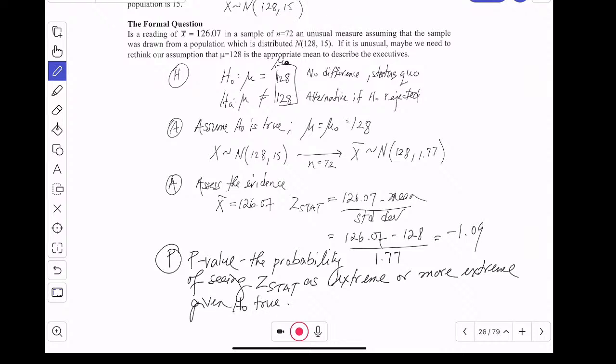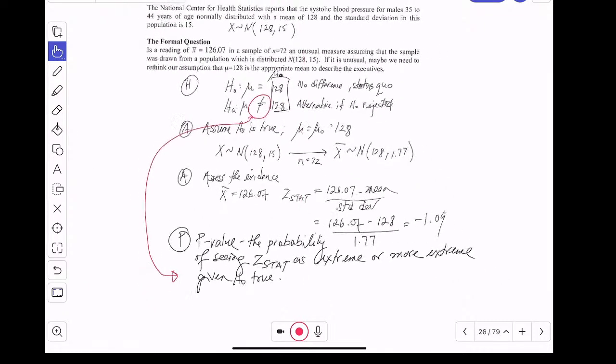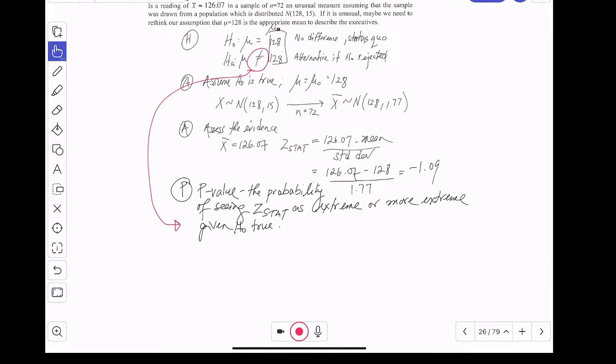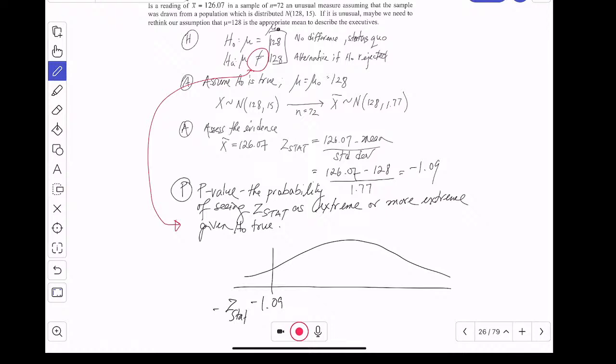More extreme in which direction? We go back to here and get it. We need this for our p-value. So what we do is we draw a picture. And what I do is I draw my z-stat. My z-stat is negative 1.09. And then I plot also the z-stat positive. So I turn it into the positive version because I'm going to check on both sides.